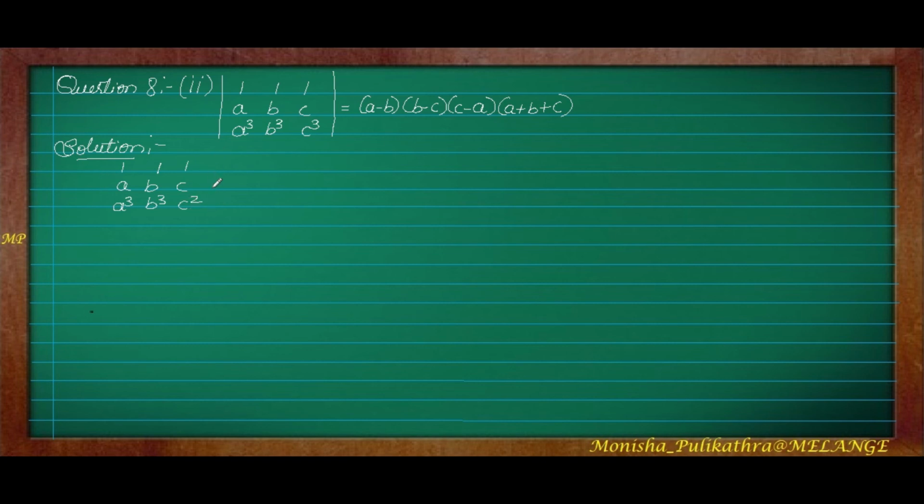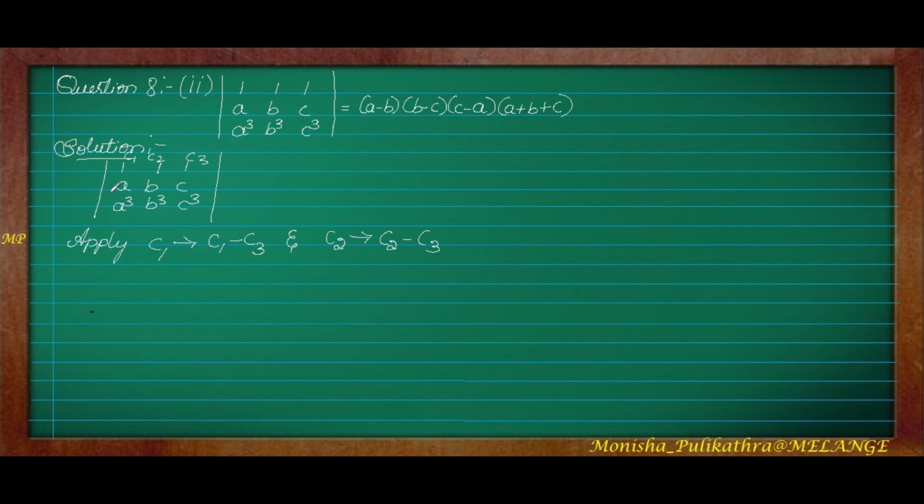So the first thing I will be doing here is applying a rule for columns. Here C1, C2, C3, I will apply a rule for columns. So apply column 1 to column 1 minus column 3. That is, C1 I am changing. C1 is 1, A, A cube. So C1 I am changing into C1 minus C3, and C2 also I am changing into C2 minus C3. In the previous problem I have taken rows. In this problem I will be taking columns. Row or column, anything you can take.